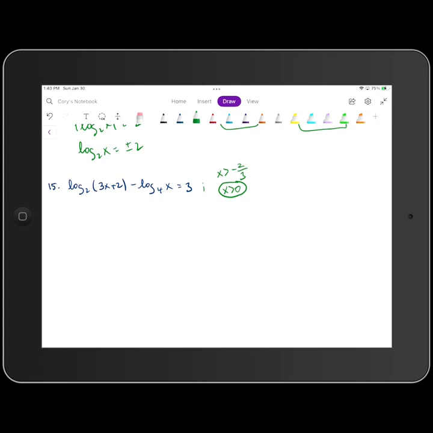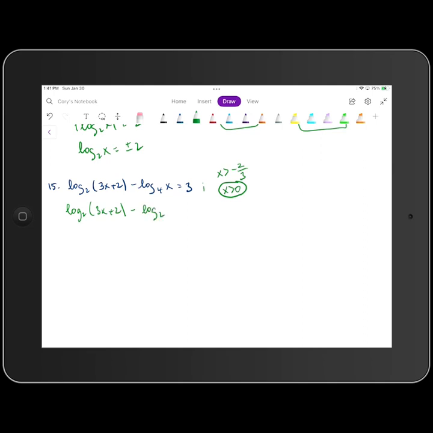So with 15, we have multiple log expressions set equal to a number. We want to take the logs on the left-hand side and combine them into a single log. Well, the problem that we have is the two log bases are not the same. And for me to combine into a single log, I need to make both log bases the same. So typically what we do with an equation like this is we're going to rewrite the larger log base using the change of base formula in terms of the smaller log base. So I'm going to rewrite the log base 4 in terms of log base 2.